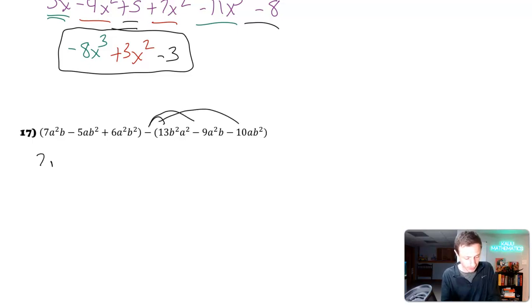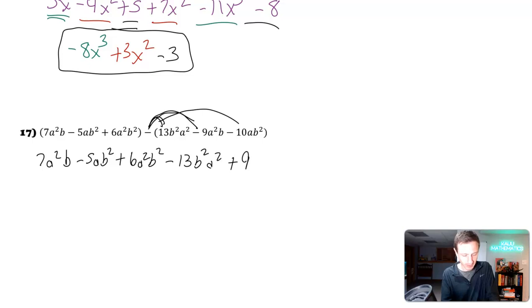So I'll have 7a squared b minus 5ab squared plus 6a squared b squared minus 13b squared a squared, because negative times 13 is going to be negative 13. Negative times negative 9 is going to make that a positive 9a squared b, and then positive 10ab squared.